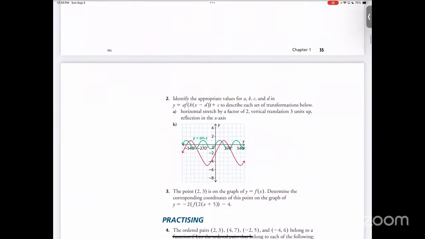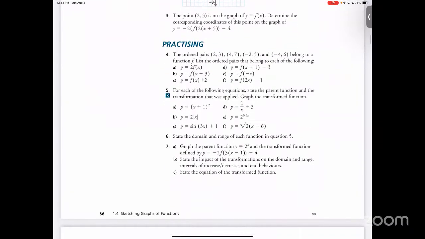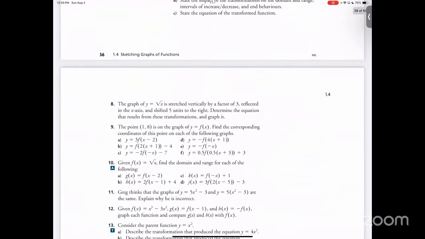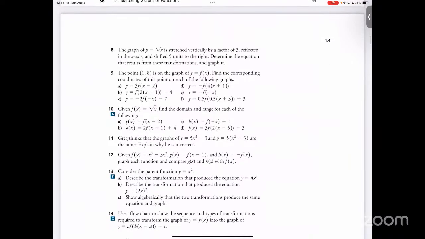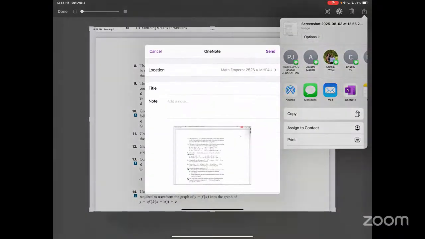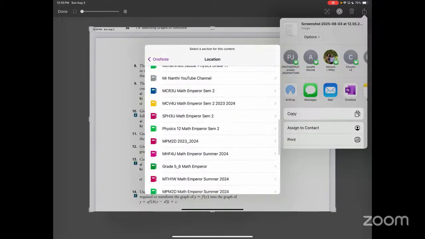So this is find A, K, C and D. I'm not really worried about it. All right, so I'm not really worried about number 5. I'm going to be talking about number 9. I'm going to let you guys do number 9. I'm not going to tell you what to do, but you guys are going to do number 9.